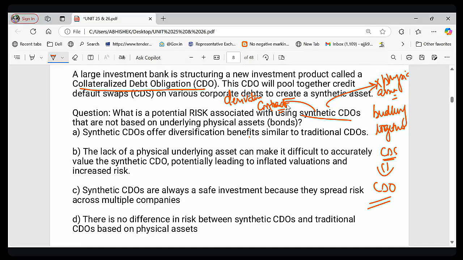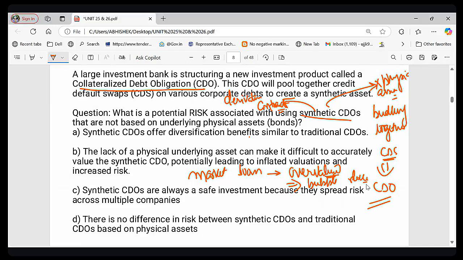And you know what happened during a market boom? Whenever a market boom happens, these CDOs can be overvalued and create a risk which we call bubble-like risk, right?